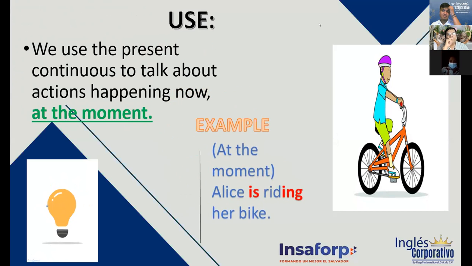So we have one example right there. It's just one general example. As it says, we use it to talk about actions that are happening in the moment, actions that you are doing. For example, we can say, Alice is riding her bike. We have "at the moment" between parentheses, because it's something that she is doing right now. So it's very simple to understand. Present actions or things that we are doing at the moment. So that's just the beginning.